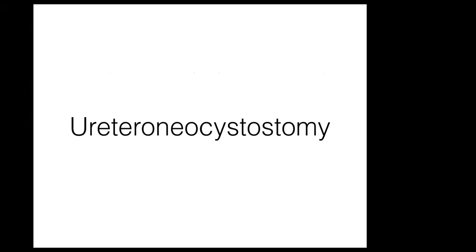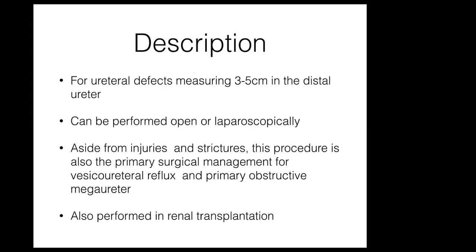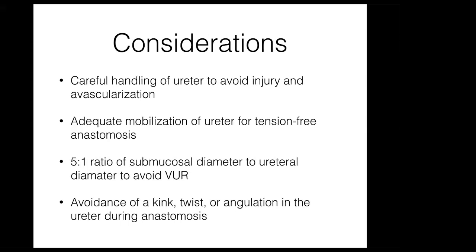Now for ureteroneocystostomy. Ureteroneocystostomy is for ureteral defects measuring 3 to 5 centimeters in the distal ureter. It can be performed open or laparoscopically. And aside from injuries and strictures, this procedure is also the primary surgical management for vesicoureteral reflux and primary obstructive megaureter, which is more commonly found in the pediatric population. It is also performed in renal transplantation.